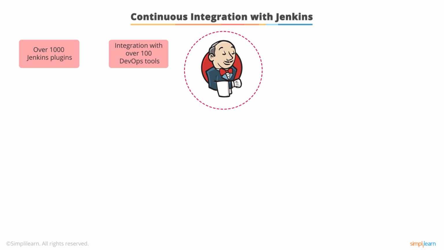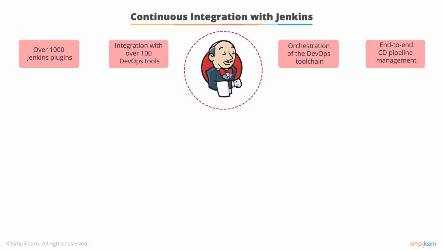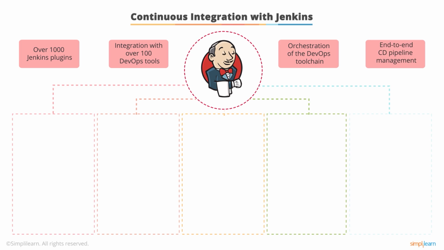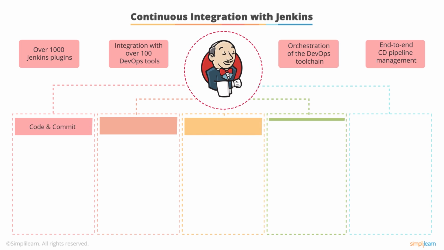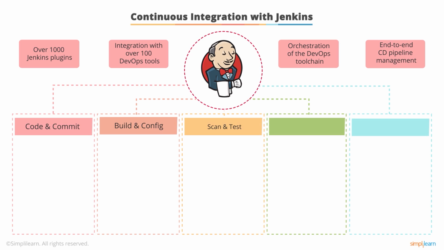Also, Jenkins integrates with over 100 other DevOps tools such as GitHub and testing tools from a variety of vendors. Jenkins allows DevOps personnel to reliably orchestrate the release tool chain, and it's designed to be an end-to-end solution. In order to get full benefit from using Jenkins, aspiring DevOps personnel need to understand the standard phases in the CI/CD pipeline. These phases are code and commit, build and configure, scan and test, release, and deploy.